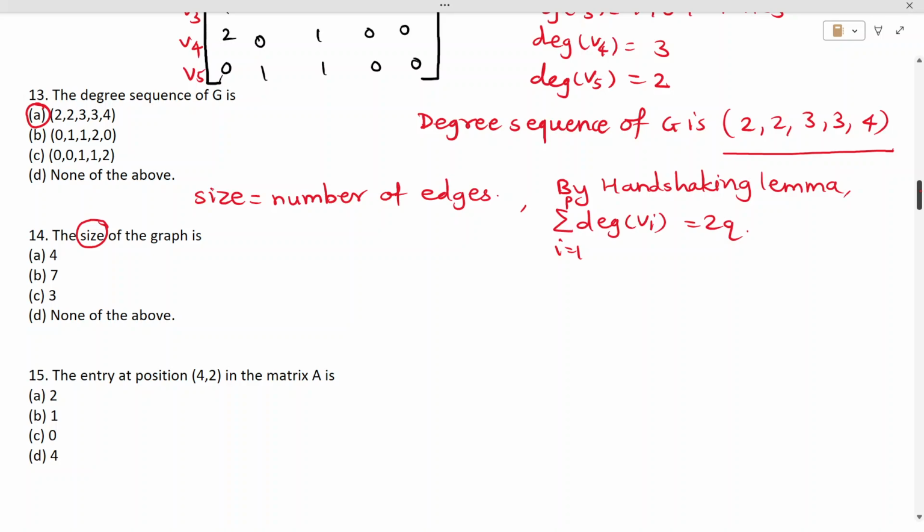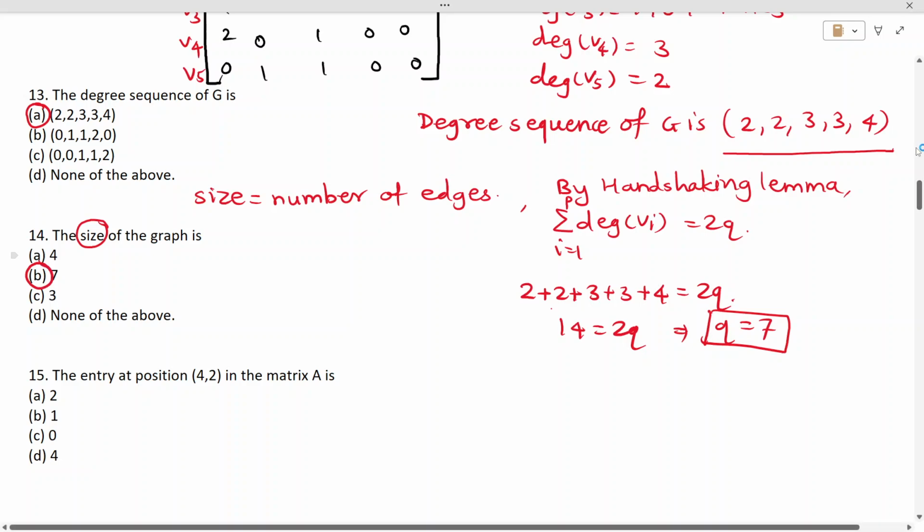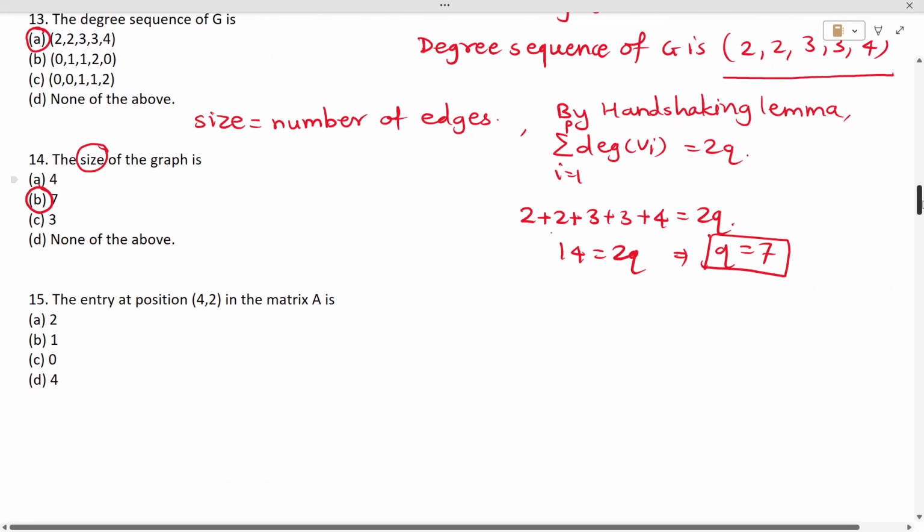What is the sum of all degrees? 2 plus 2 plus 3 plus 3 plus 4 is equal to 2Q. 2 plus 2, 4, plus 6, 8 plus 4... 4 plus 6, 10 plus 4, 14. 14 is equal to 2Q. That means Q is equal to 7. So the size of graph G is 7, which is given in option B. Option B is the correct option.